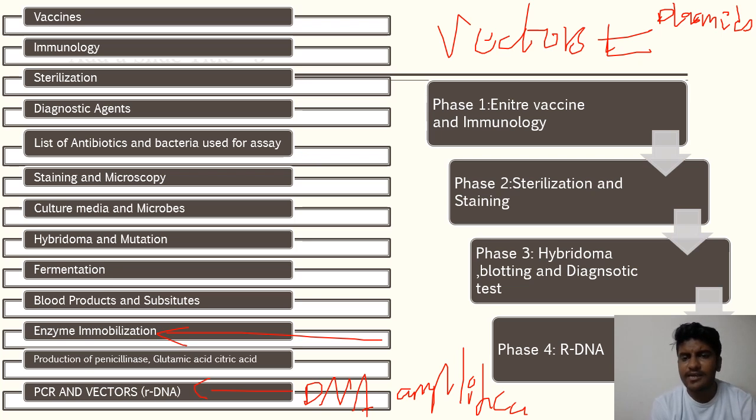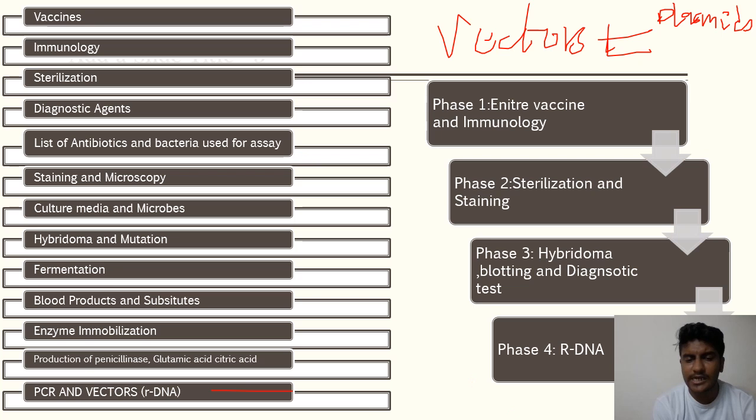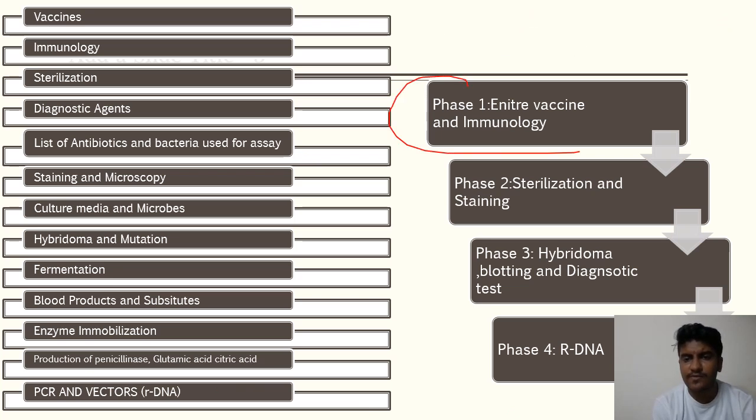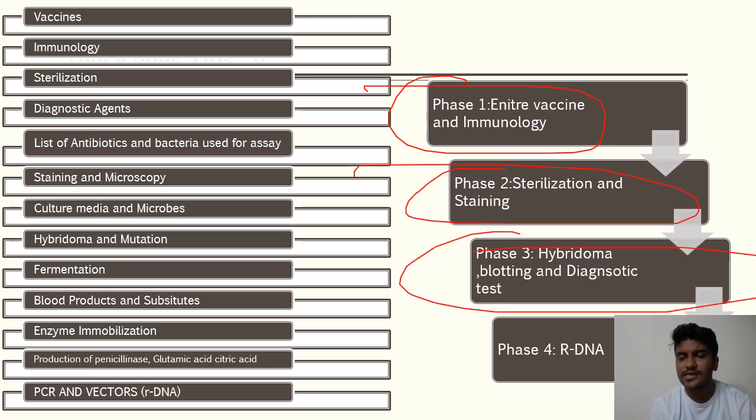And if I give you a brief overview, we are just going to start studying micro and biotech. How should we study? What will be the phases? Phase 1: entire vaccine and immunology is to be covered. Phase 2: entire sterilization and staining is to be covered. Phase 3: hybridoma and diagnostic tests are to be covered. Phase 4: finally go for rDNA. So immunology and vaccine, sterilization and staining, hybridoma and diagnostic, and rDNA. This is how your sequence would be.